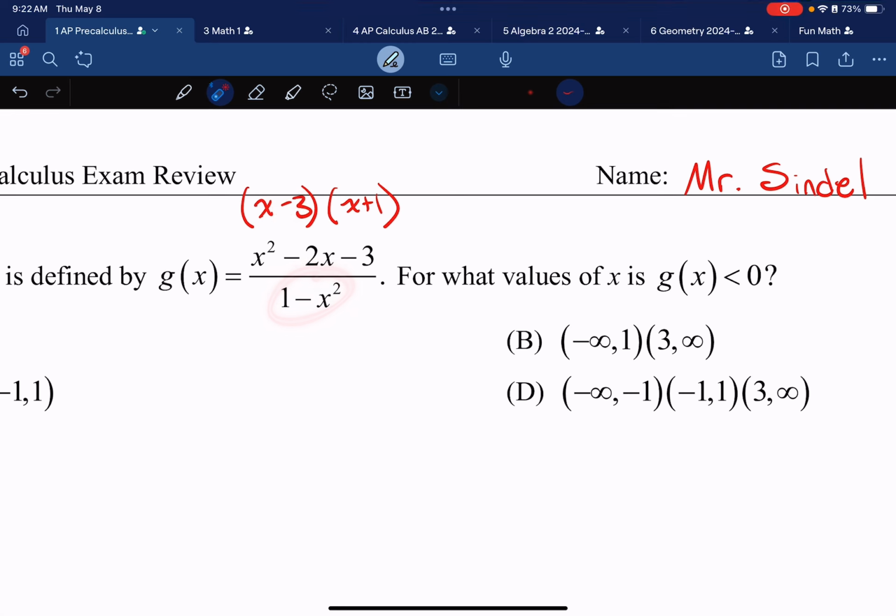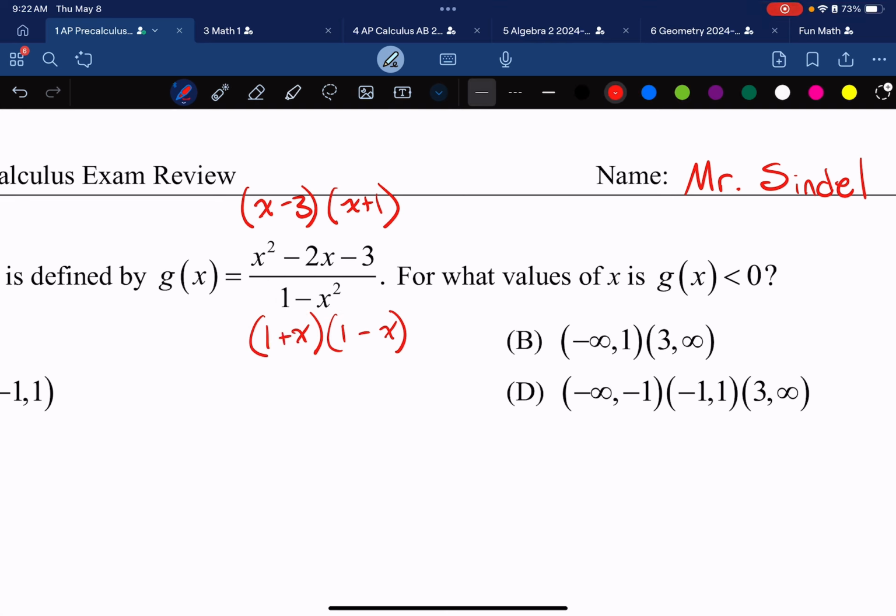The denominator is a difference of squares. I happen to know that 1 is a square and x is literally squared. A difference of squares always factors as a conjugate pair, meaning they're the same numbers, 1 and x, 1 and x. Where do those numbers come from? The square root of 1 is 1, the square root of x squared is x, and then one of them is a plus sign, one of them is a minus sign.